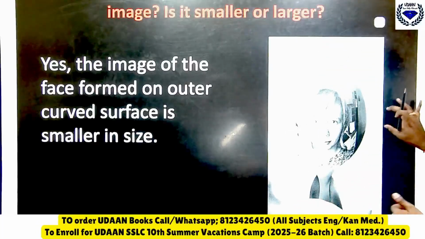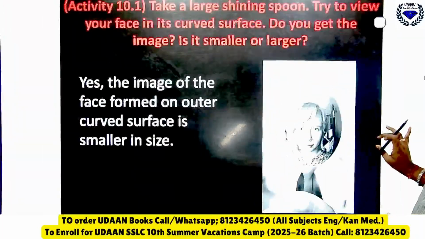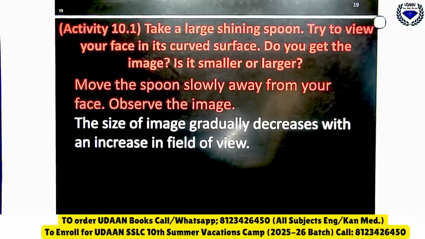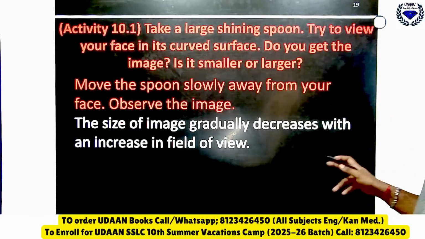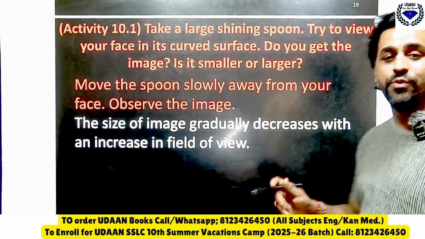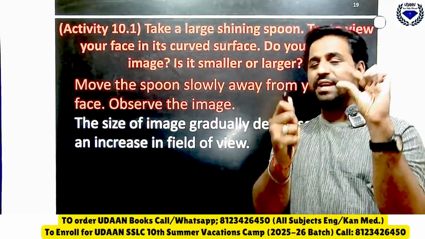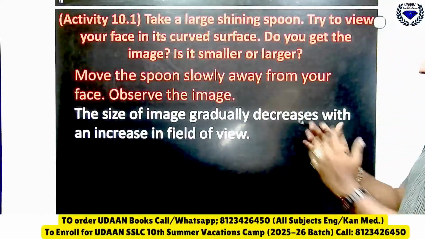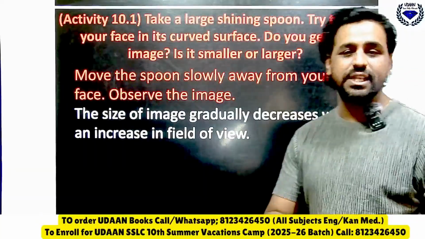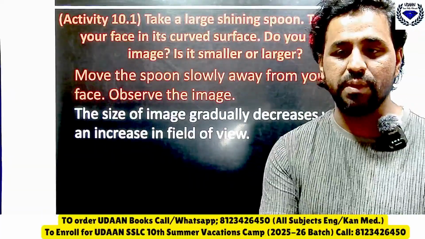So on the outer curved surface, how the image looks, it will look smaller, whereas then move the spoon slowly away from your face, observe the image. The size of the image gradually decreases with an increase in field of view. That is, if you take the spoon and keep moving away, the size keeps decreasing, and it will give a wider field of view. That is, everything around you will be visible here, you should write like that. Okay, so yes dear, I hope you people are connecting.